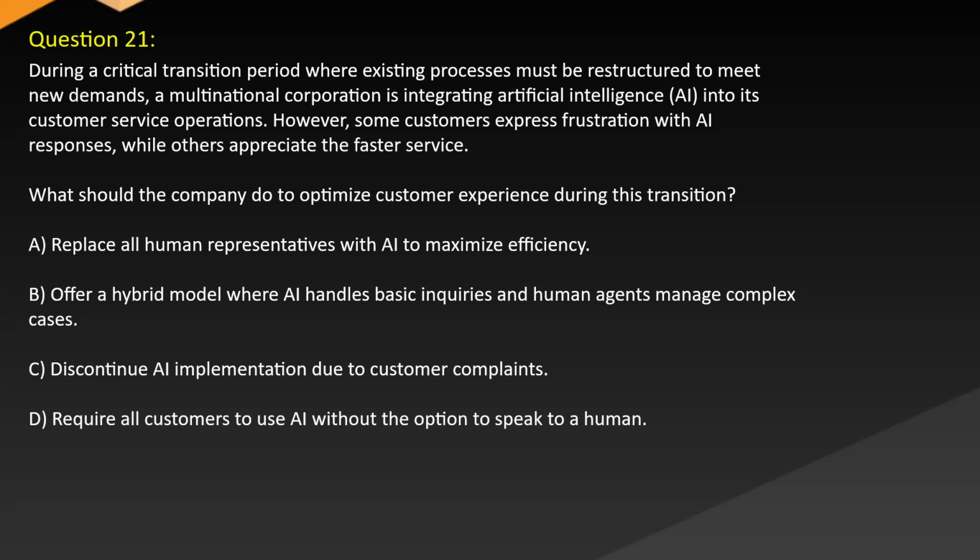Question 21. During a critical transition period where existing processes must be restructured to meet new demands, a multinational corporation is integrating artificial intelligence (AI) into its customer service operations. However, some customers express frustration with AI responses, while others appreciate the faster service. What should the company do to optimize customer experience during this transition? A. Replace all human representatives with AI to maximize efficiency. B. Offer a hybrid model where AI handles basic inquiries and human agents manage complex cases. C. Discontinue AI implementation due to customer complaints. D. Require all customers to use AI without the option to speak to a human.